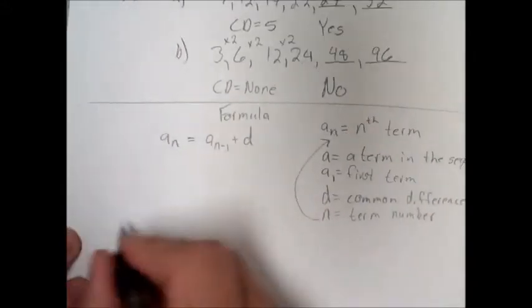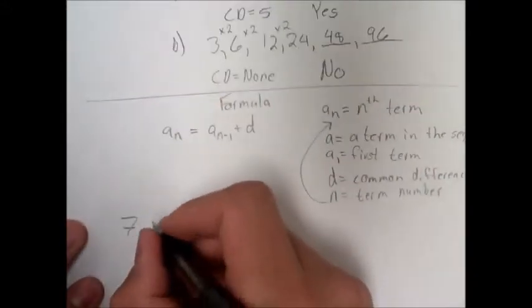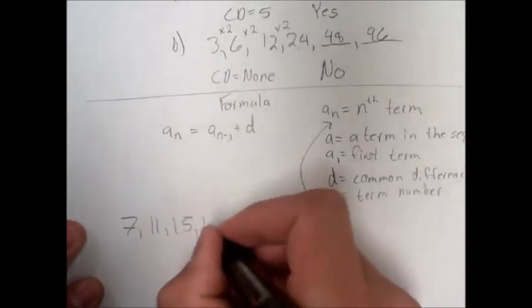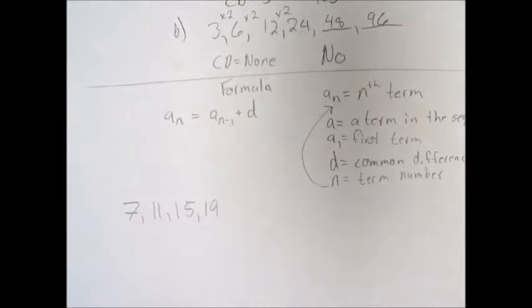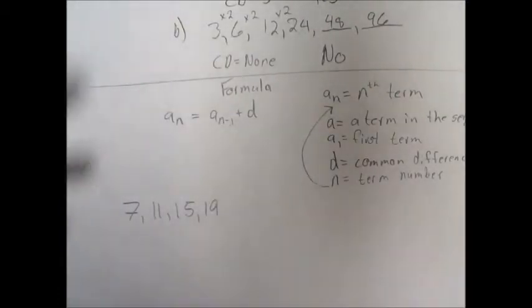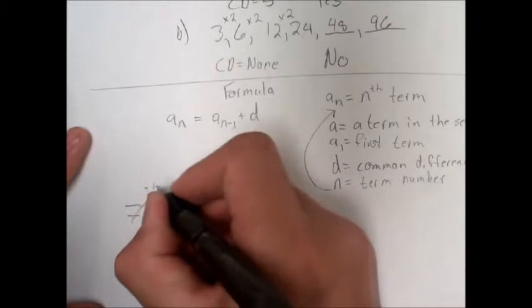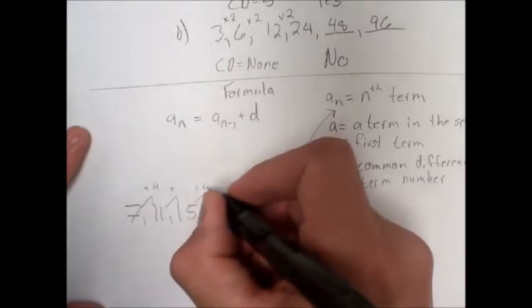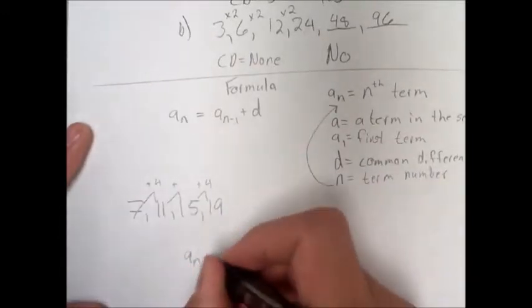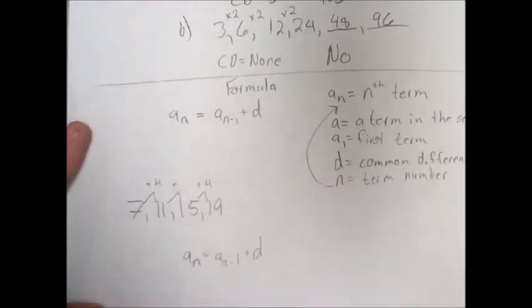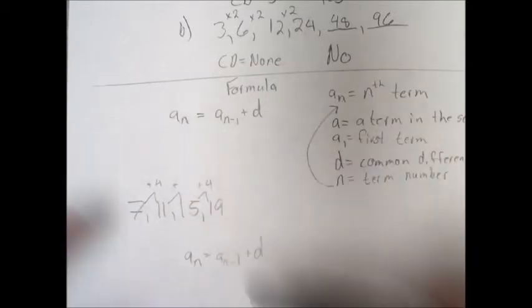If we had 7, 11, 15, and 19. And it said write down the arithmetic sequence formula for this. We need to first find the common difference. What is the common difference? It's adding 4, right? So I'm going to write down this formula. I'm going to go a sub n equals a sub n minus 1 plus the common difference. So as I find things out, I'm going to plug them in.